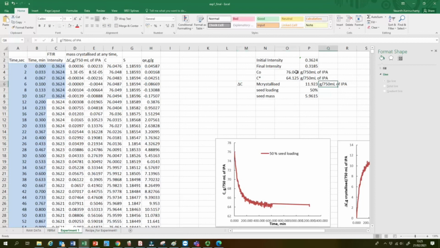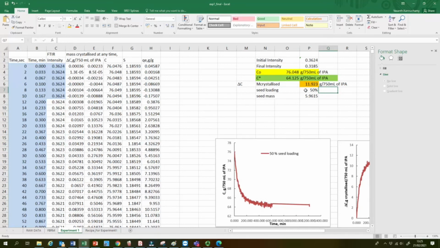So that's our initial concentration. We added 76.048 grams, follow the highlighter, so we added 76.048 grams per 750 ml of isopropanol, and this value is our solubility value shown in green highlight. You take the difference between these two, and you will get the amount of mass that we can crystallize in 750 ml of isopropanol, which I showed in the orange highlight, 11.923. So that's the mass that we can crystallize.